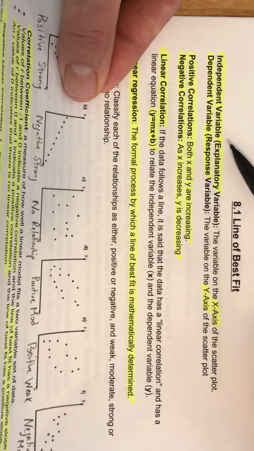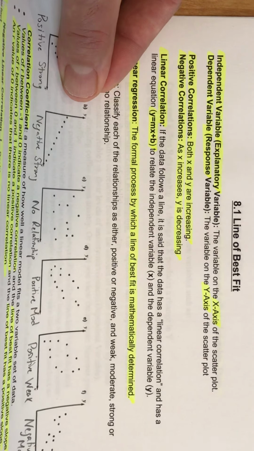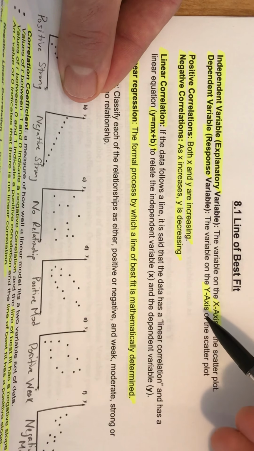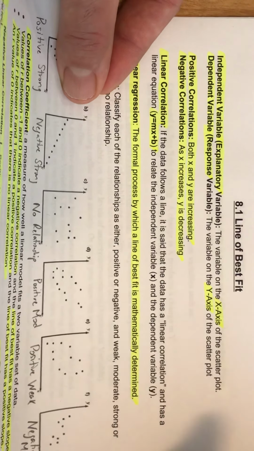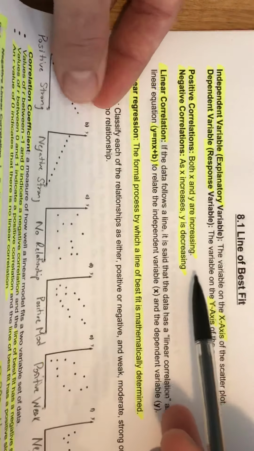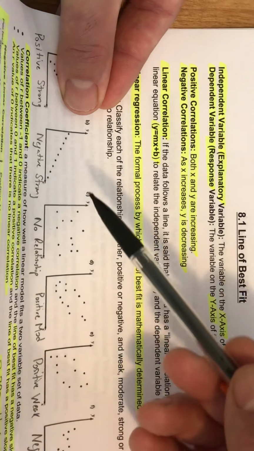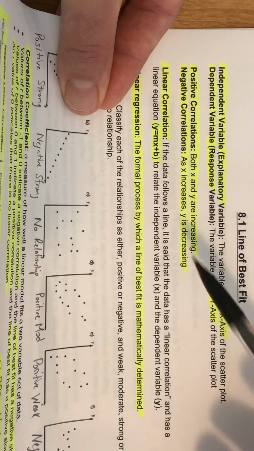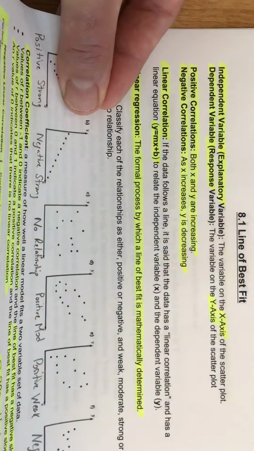We have the independent variable, which in statistics is called the explanatory variable, and the dependent variable, which is the response. So independent goes on the x, dependent goes on the y. You've learned this in different courses. And then something called a correlation. Positive correlations will show both x and y increasing. A negative correlation is as x increases, y will actually decrease. And we'll see what that looks like.